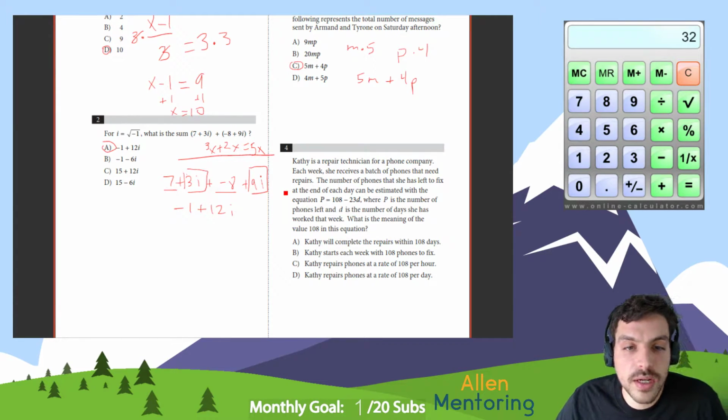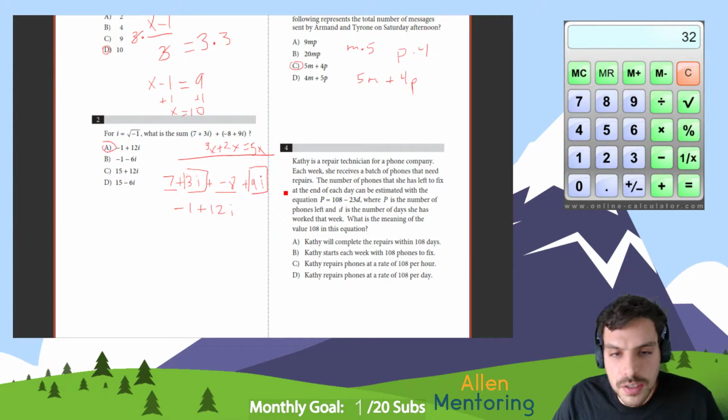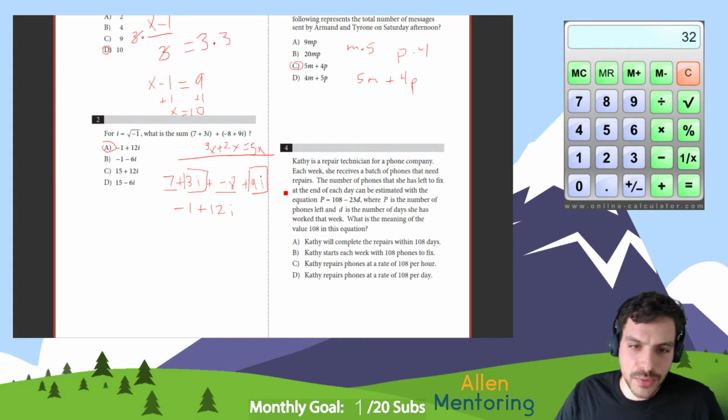So, number 4. Kathy is a repair technician for a phone company. Each week she receives a batch of phones that need repairs. The number of phones that she has left to fix at the end of each day can be estimated with the equation P is equal to 108 minus 23D, where P is the number of phones left, and D is the number of days she has worked that week. What is the meaning of the value 108 in this equation?